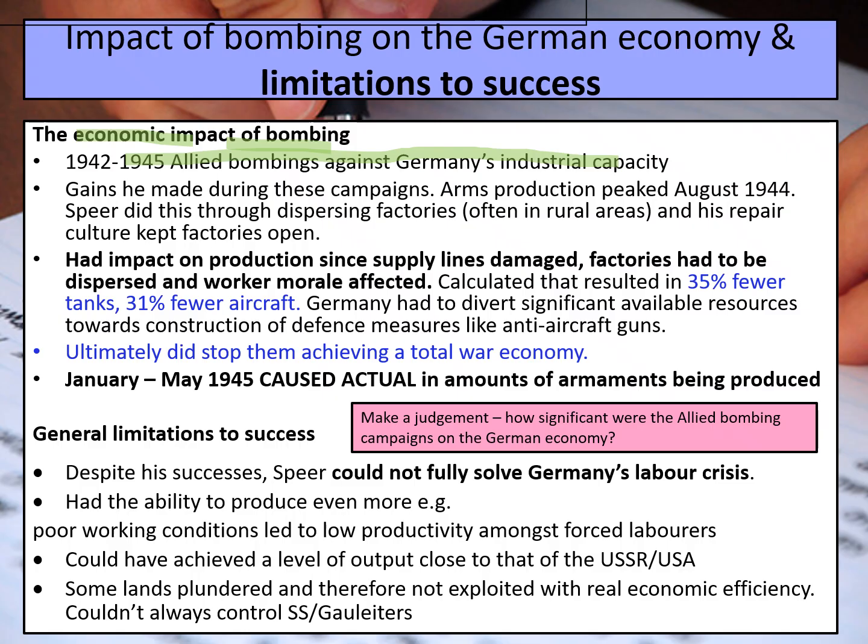However, they didn't achieve what they wanted, and gains were made during these campaigns. If we think about when arms production peaked, it peaks during August 1944, despite the bombing raids. And Speer does this because he's very clever at the way that he disperses factories, not leaving them all in the big cities where they're easy targets. Instead, he dispersed them against rural areas. And he also had a system of repair culture, where essentially they would try and repair factories and get them reopened as quickly as possible.